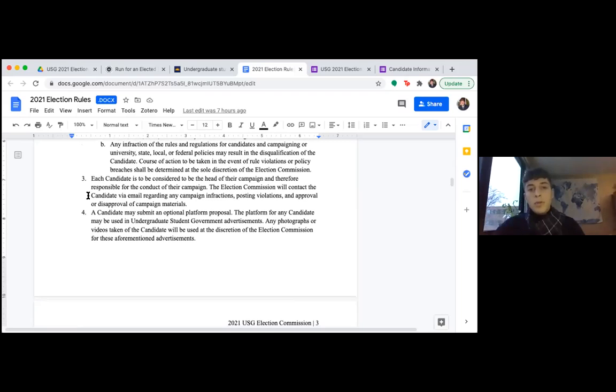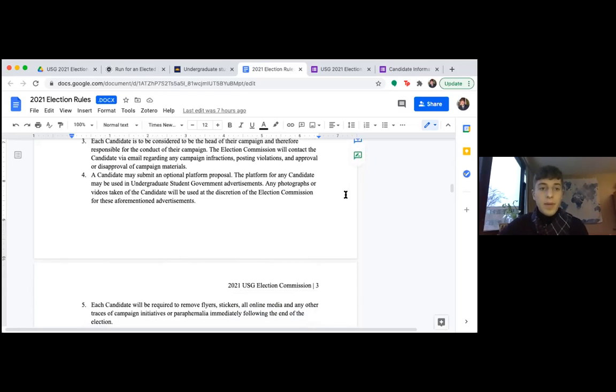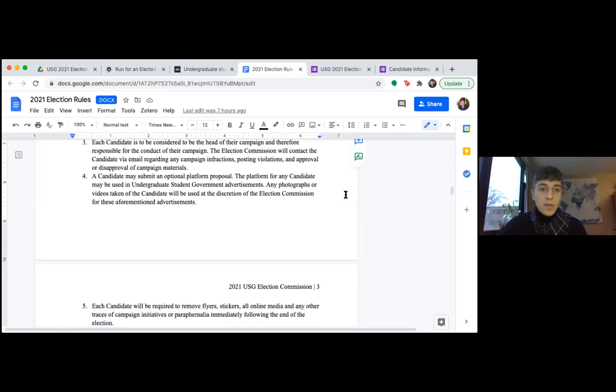You do need to make sure you're abiding by the rules, which are going to be discussed below. And there are restrictions on what happens to the rules. The Election Commission will decide what happens if there are infractions. Each candidate is considered responsible for their campaign. You're the head of your campaign.